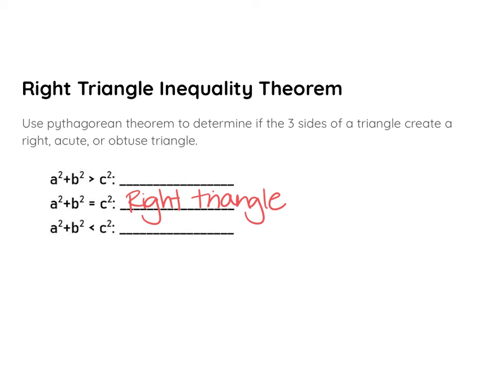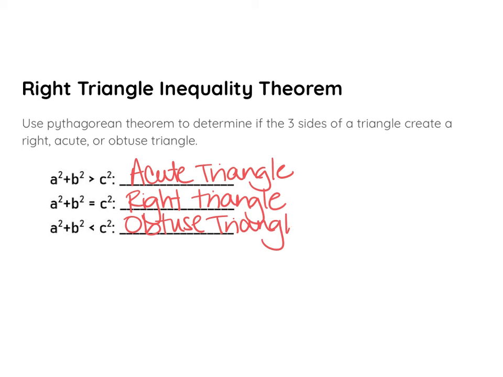If I'm looking at this first one, a squared plus b squared is greater than c squared, that tells us we have an acute triangle. And this bottom one, if c squared is biggest, a squared plus b squared is less than c squared, then we have an obtuse triangle. So this just gives us a way to classify these triangles without actually having to draw them out and see how they would fit.